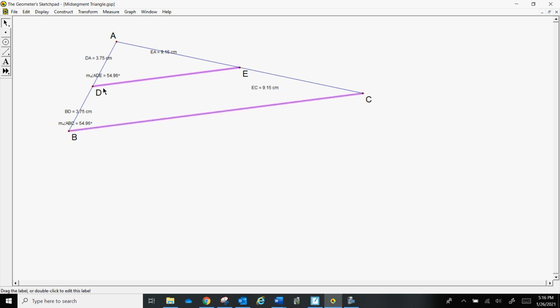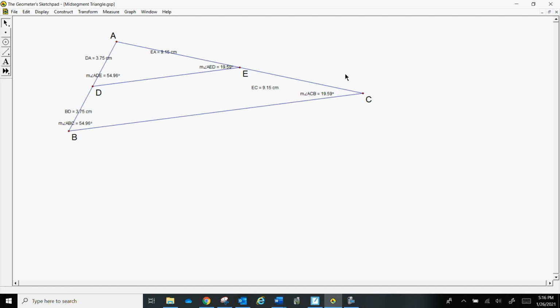Now you could have done it using these corresponding angles, or I could have come over here and used this angle right here, AED. That measurement right there is going to be 19.59 degrees, and angle C will also be 19.59 degrees. The reason I know that is because all midsegments in triangles are going to be parallel to one another.